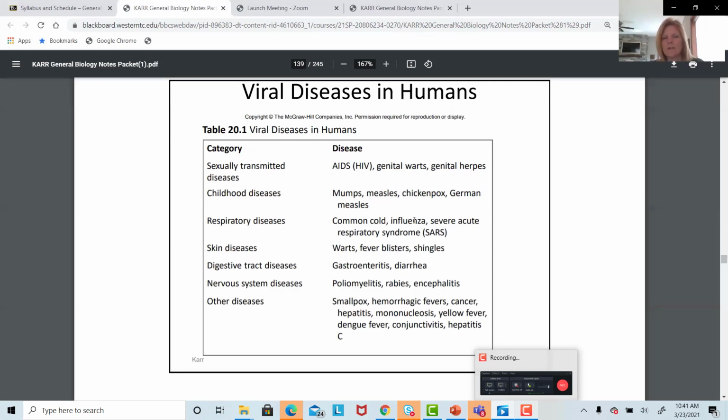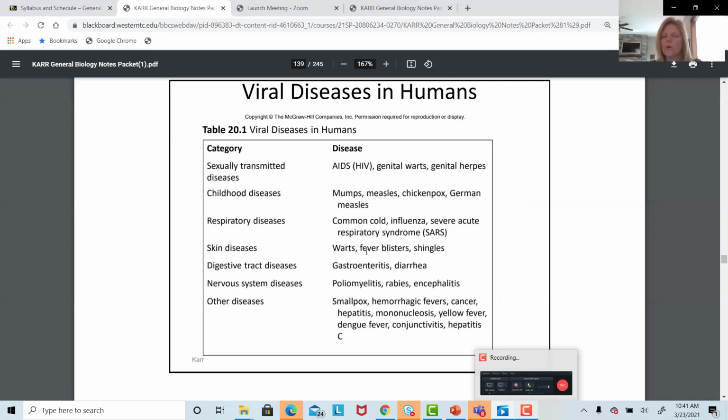It's not the stomach bug, that's a different type of virus, but this is the type that infects the respiratory system and causes a lot of those problems that we see with the coronavirus. And SARS, so COVID-19 is a SARS type virus, so this is in that category of respiratory diseases. Skin diseases, so the typical warts you find on your skin that just don't want to go away, those are a virus that infects the skin.